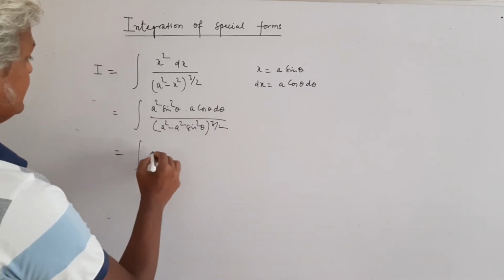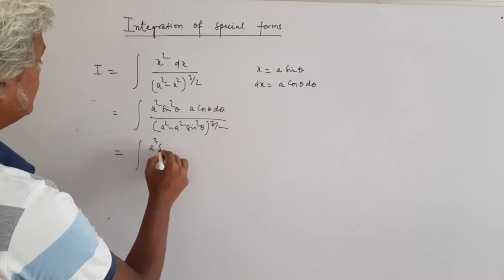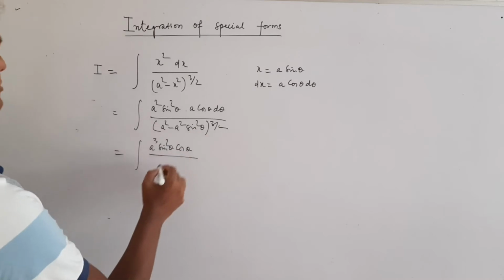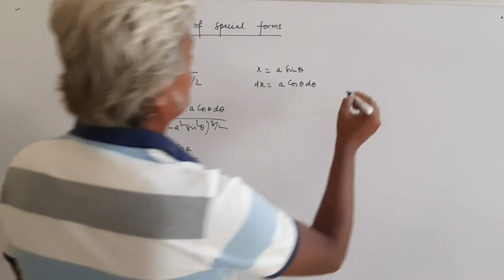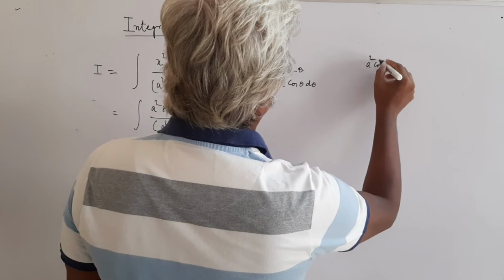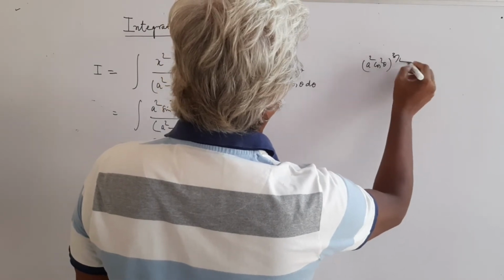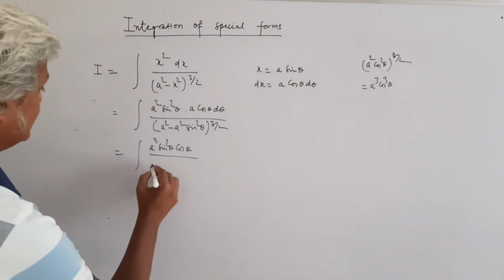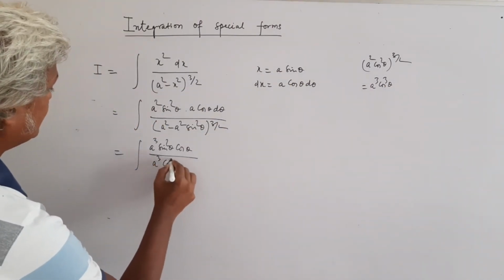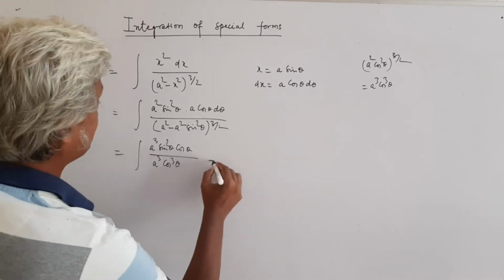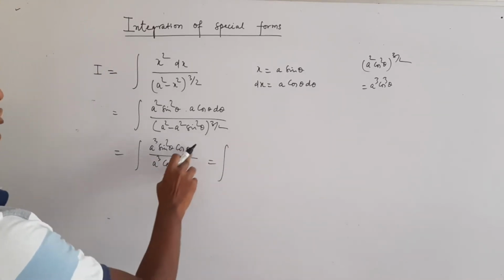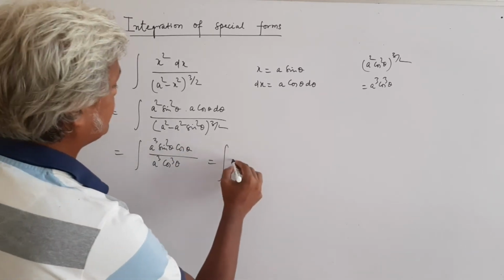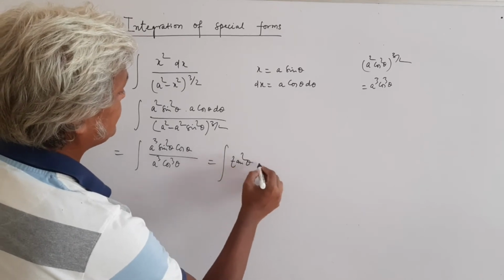That is actually a cube sine square theta cos theta over a square cos square theta whole to the power 3 by 2. So a square cos square theta whole to the power 3 by 2 will become a cube cos cube theta. Now you see a cube cancels, one cos cancels, and you are left with sine square theta upon cos square theta, that is tan square theta d theta.